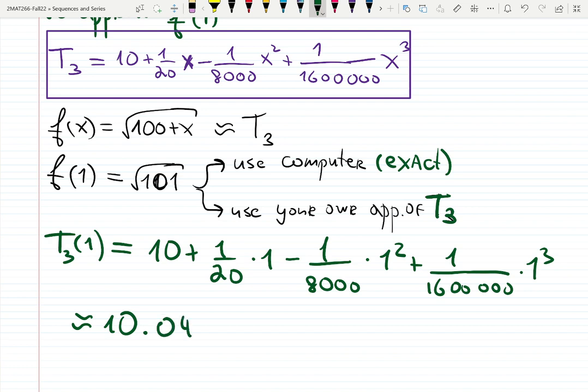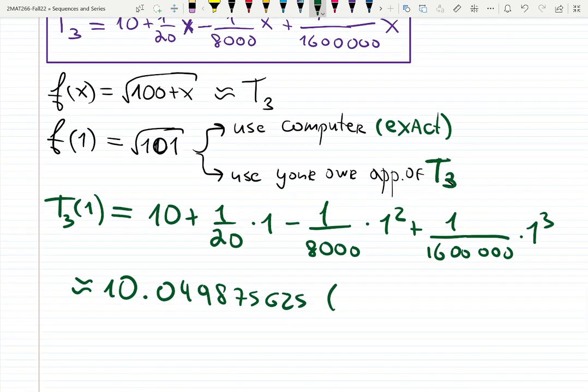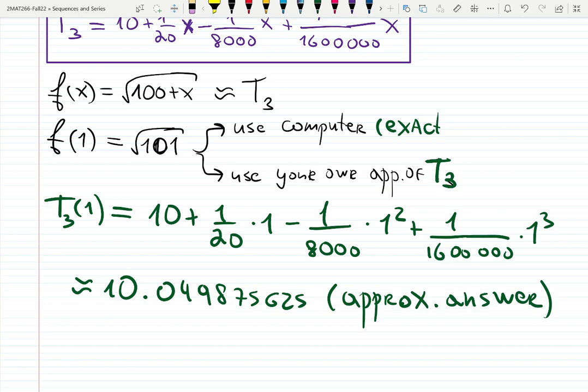10.04987625. How did I find this number? I used not a cool computer, but a calculator. Maybe I did long division and figured out what 1 over 8,000 is, or maybe I used a calculator or Wolfram Alpha. Still, Wolfram Alpha is not as good as a NASA computer. So that's what we call the approximate answer, while the previous one we will call the exact answer, even though it is not exact.